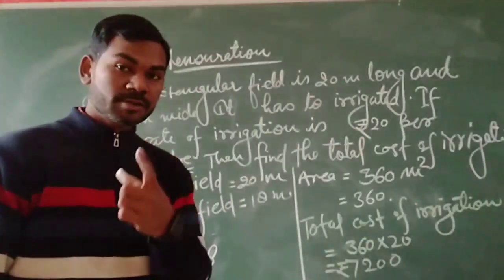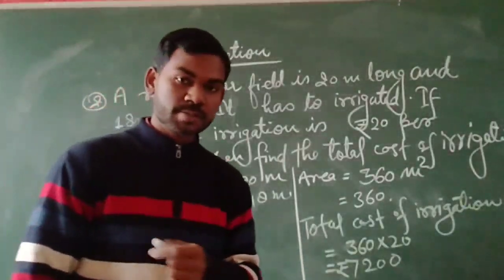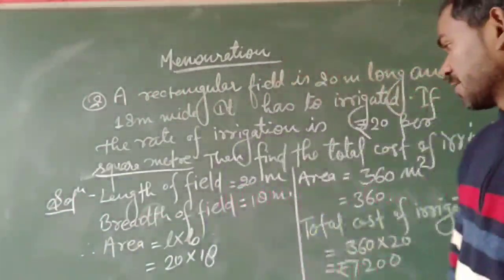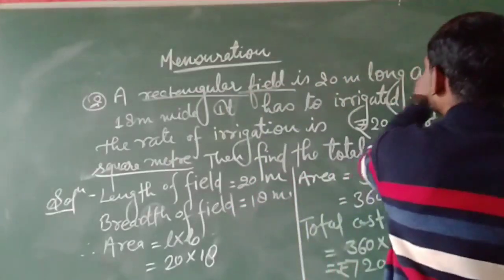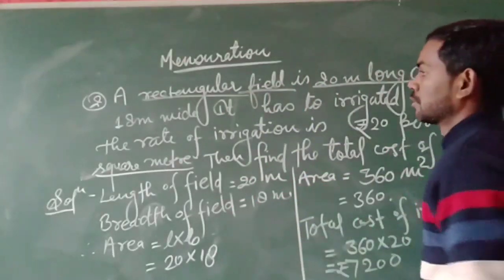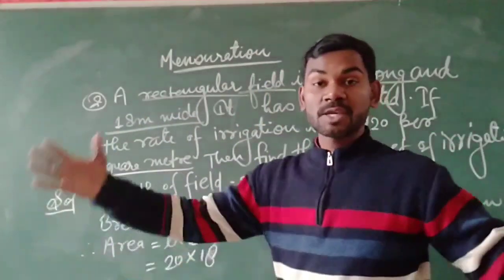Now let us revise the solution once again, and then we shall go further with the new question. The question is given this: a rectangular field is 20 meter long and 18 meter wide.